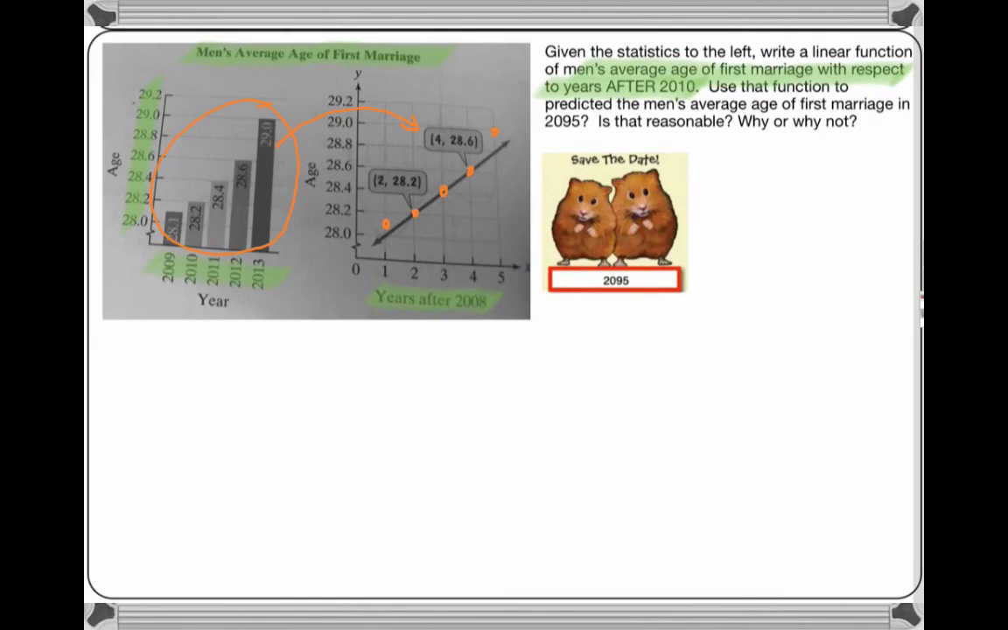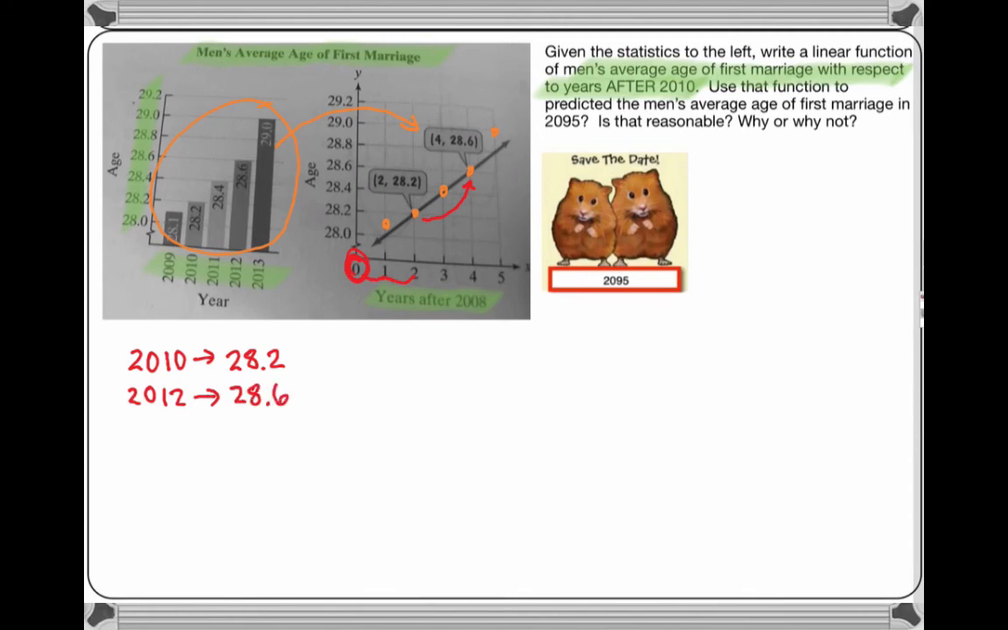Okay, so we're going to do the same thing that we did last time. Since this is from 2008, 2008 would be 0 on this graph, so we'd have 2009, 2010. Kind of putting the information aside from the graphs, at 2010 it looks like the average age was 28.2, and 2 years later, which is going to be 2012, it looks like we're going to have 28.6.